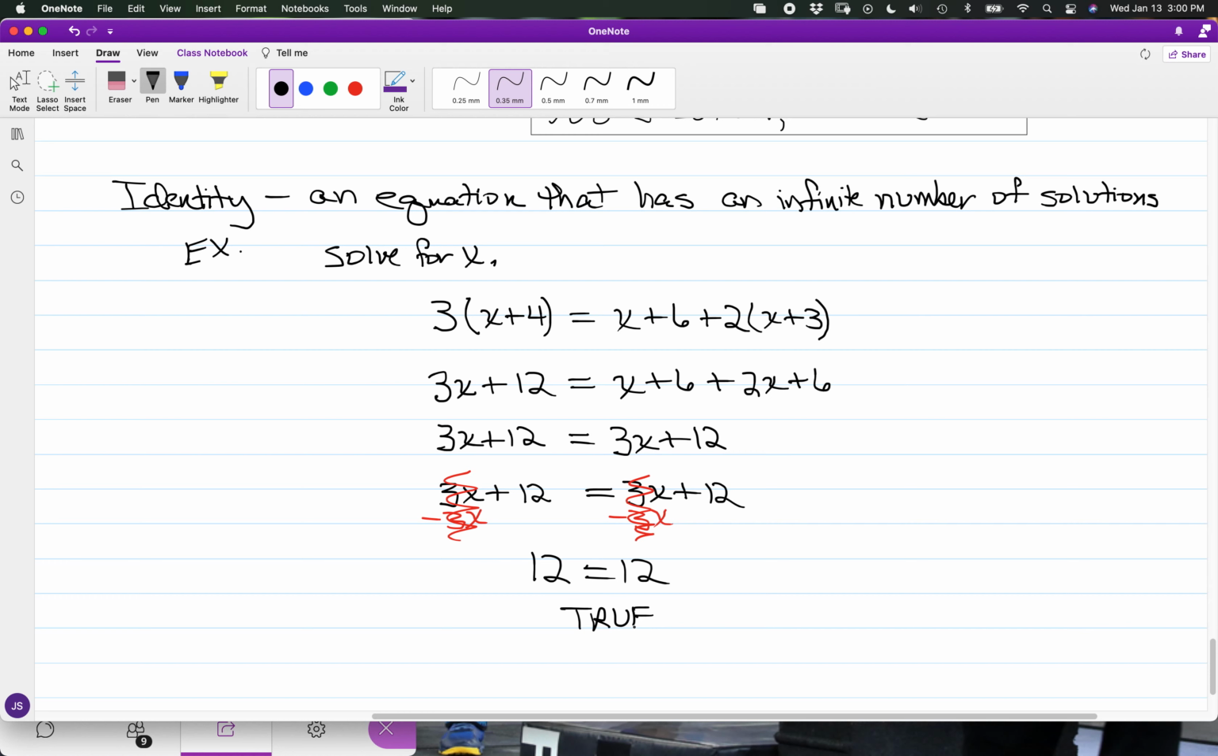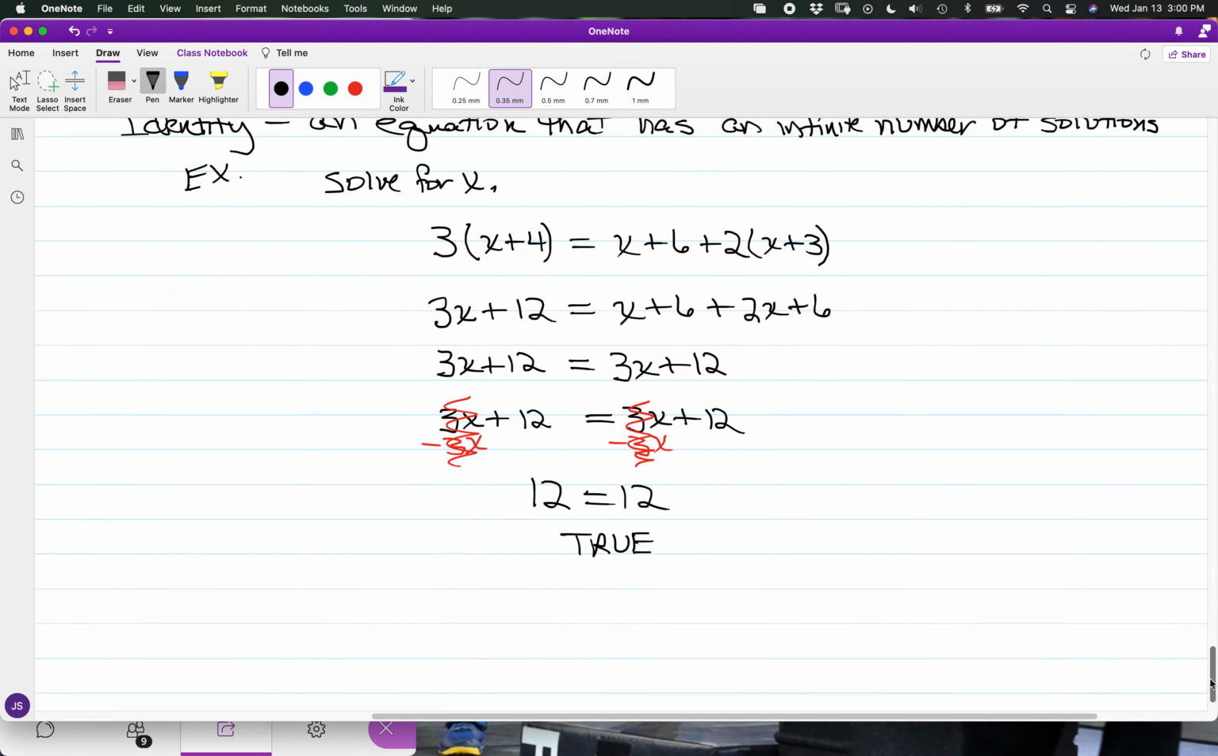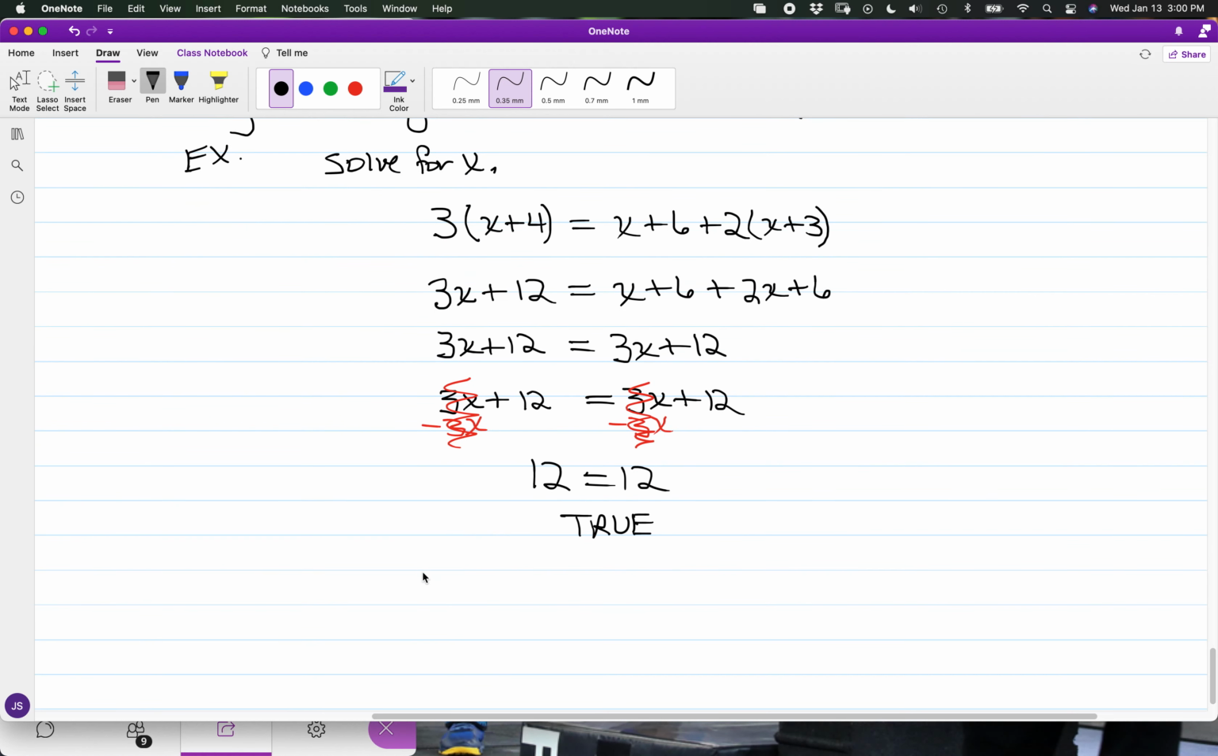And what this is going to signify is that x could be 0, it could be a positive value, or it could be a negative value. Anything you plug in for x, you're always going to have both sides end up equaling each other. And so we're going to have an infinite number of solutions. And the way you can express this is to say we have all real numbers.